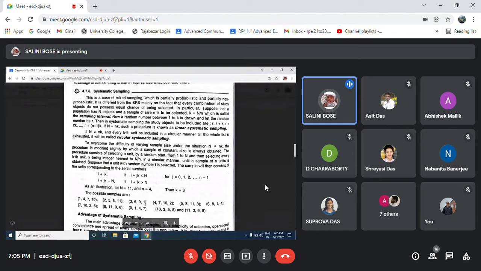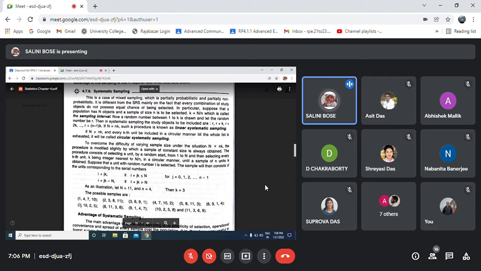So if your next sample starts with 4, then 4 plus 3 is 7, plus 3 is 10. After 10, 11, then 1, 2. Clear? Then if you start with 5, 5 plus 3 is 8, 8 plus 3 is 11, then after 11 there are 1, 2 and 3. After 11, 12 cannot be there because the population is 11 only. Then if you start with 6, then 6 plus 3 is 9, 9 plus 3, then 10, 11, 1, 2, 3, 4.